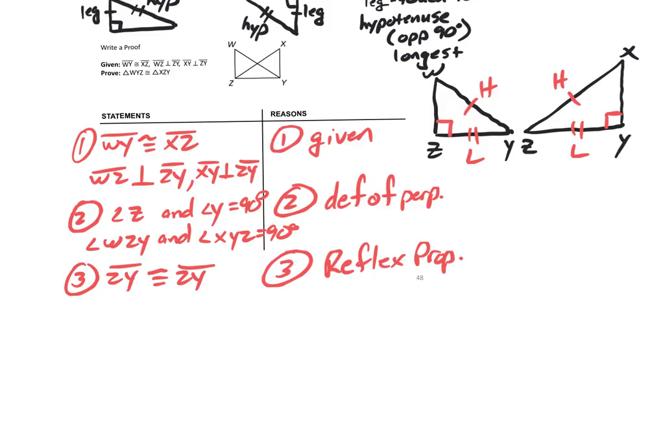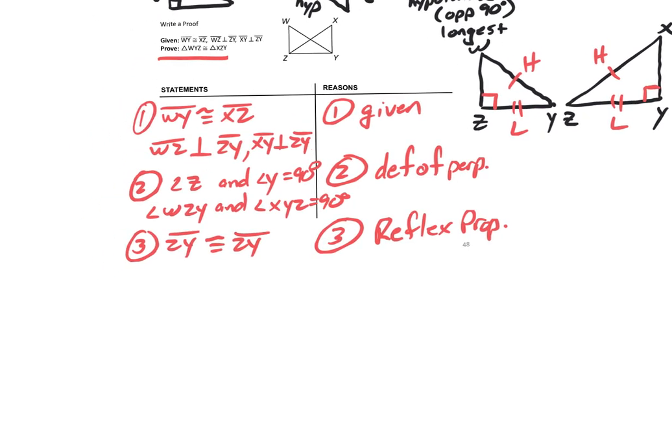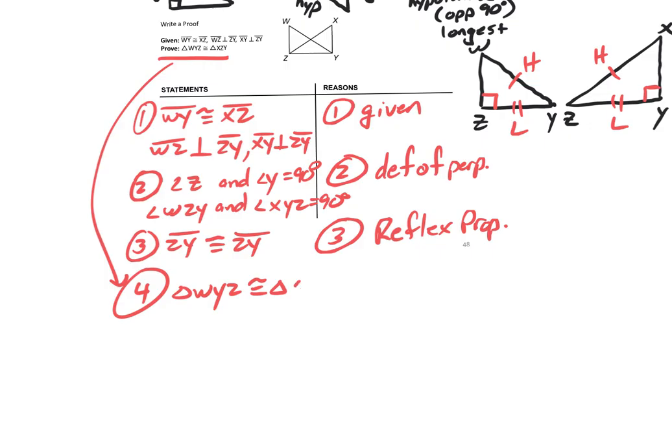Okay? So my final statement, remember that we're just going to take this proof statement and move it right down here. And this will be my final step. Triangle WYZ is congruent to triangle XZY by the HL. And that's our proof. Okay, questions on any of those steps?